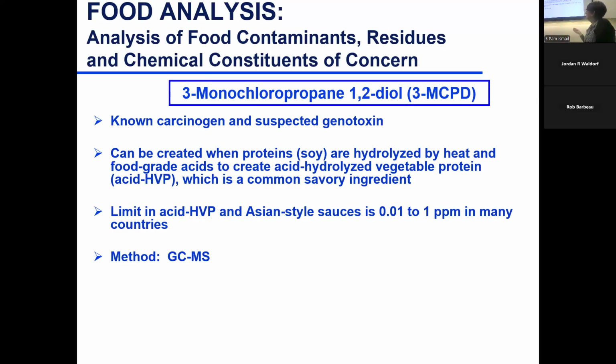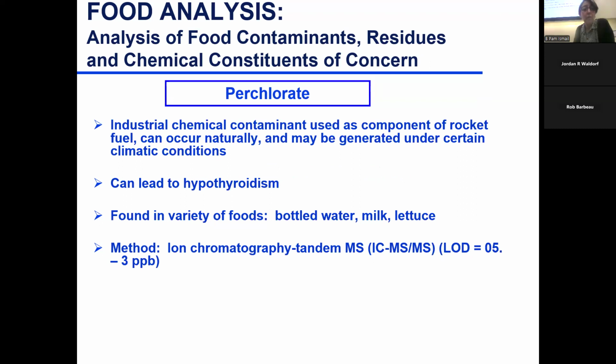And it is volatile, so GCMS. The last one, perchlorate, is a compound coming from rocket fuel specifically, but it can be in the soil. And if it is in the soil, it can end up in water, in milk. There were cases where it was found in lettuce. So it impacts our thyroid gland and causes hypothyroidism.